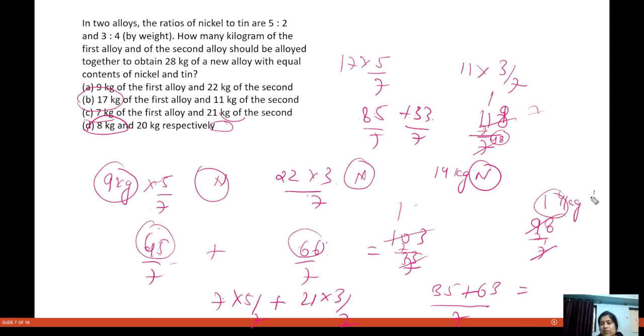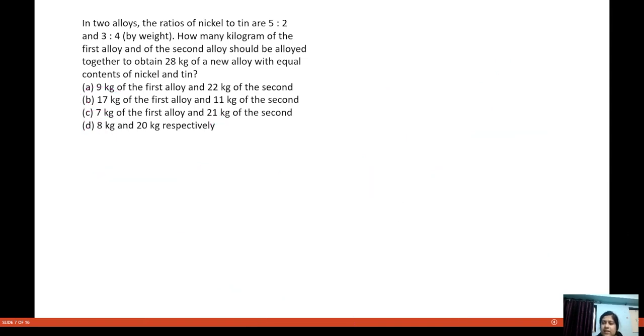Yes, you are getting your 14 kg nickel here. Now you are getting 14 kg nickel, but should we check whether you will get an equal amount of tin here? So 7 into 2 by 7, plus 21 into 4 by 7, because this is the ratio.